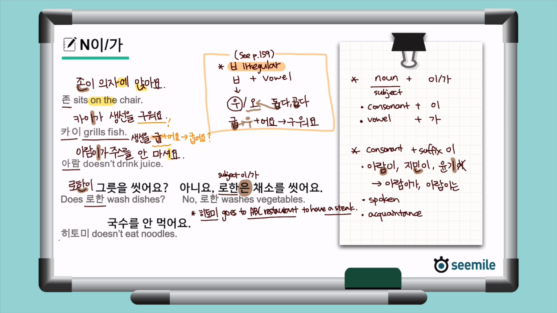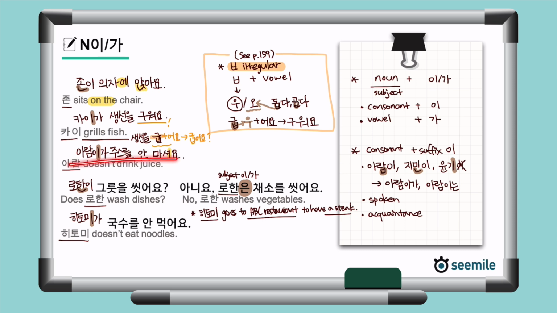Next, here's Hitomi, and she's the one who's not eating noodles, right? Since Hitomi ends in a vowel, we add 가 after that and say 히토미가 국수를 안 먹어요. Now, please repeat after me. 존이 의자에 앉아요. 카이가 생선을 구워요.